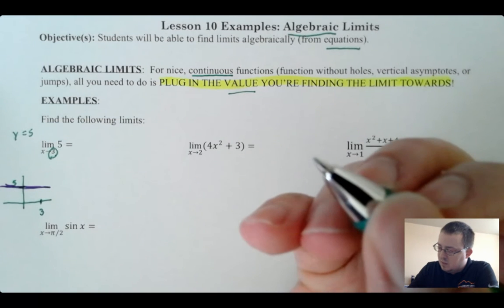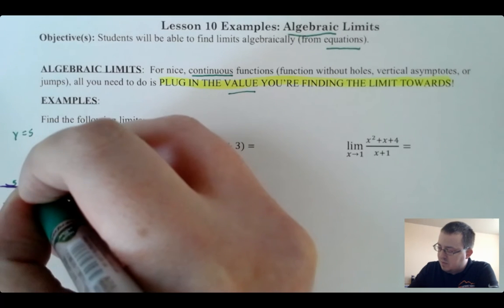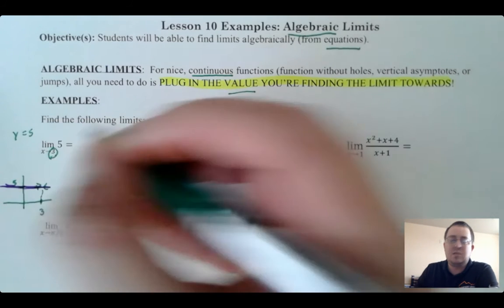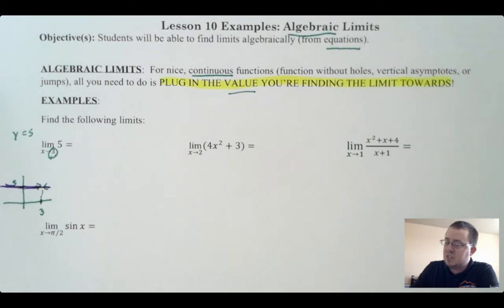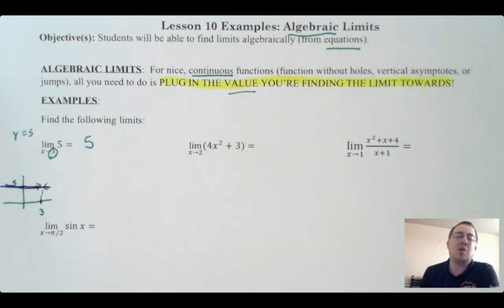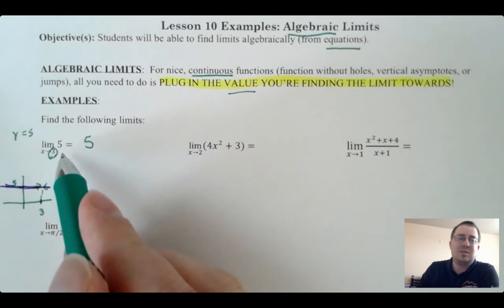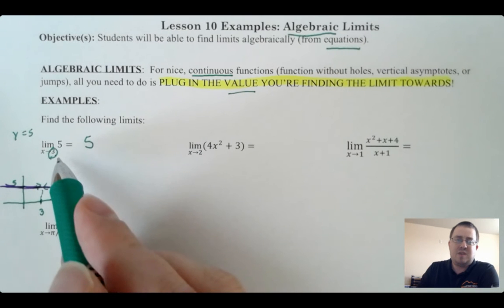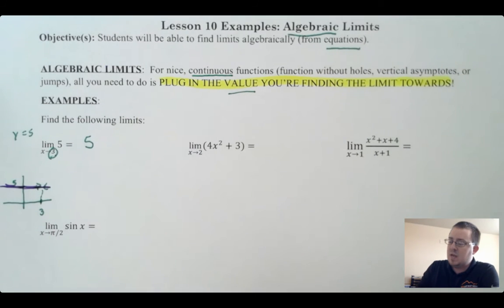Well, it's just a straight line, so it's approaching 5 from both sides. If I'm looking at the limit of just a constant value, it doesn't matter what value of x I'm approaching, the function is always going to be 5. I can't plug in any x here because there is no x in the function, it's just the function 5. So great, that number goes straight over there.